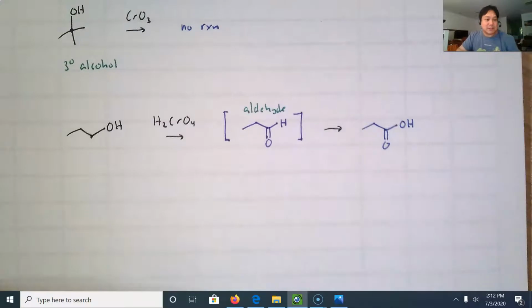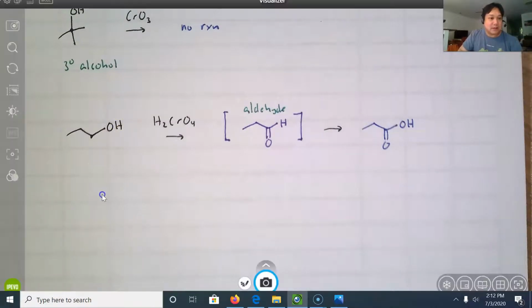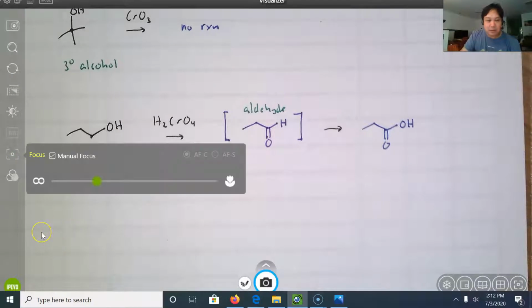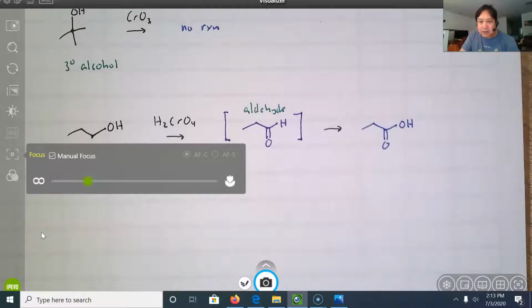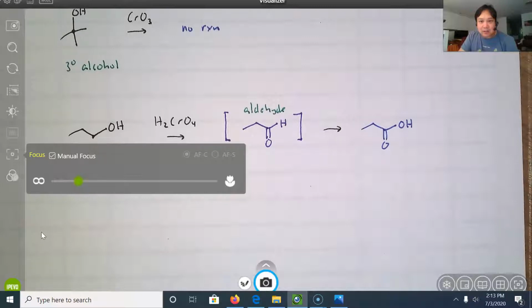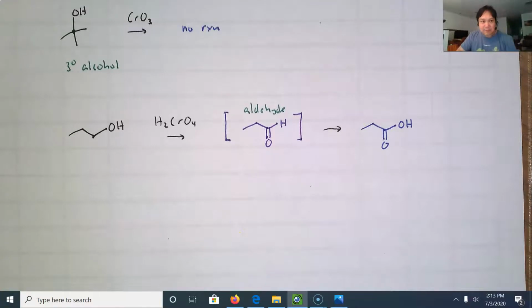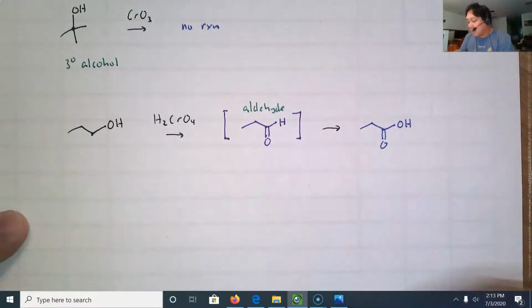Let me focus this a little bit better. Wrong direction. I hope I can focus this. There we go, much better. Or a little bit better.